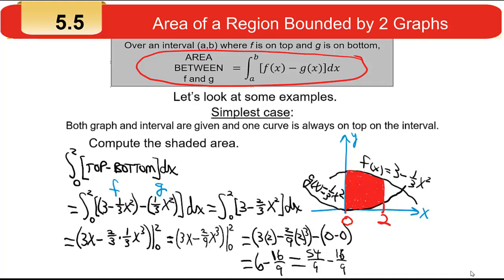If you don't want to put it in WebAssign like that, you can get a common denominator and simplify it further, and you'll get 38/9. That's the area between those two curves. Just a slight modification of what we've already been doing.